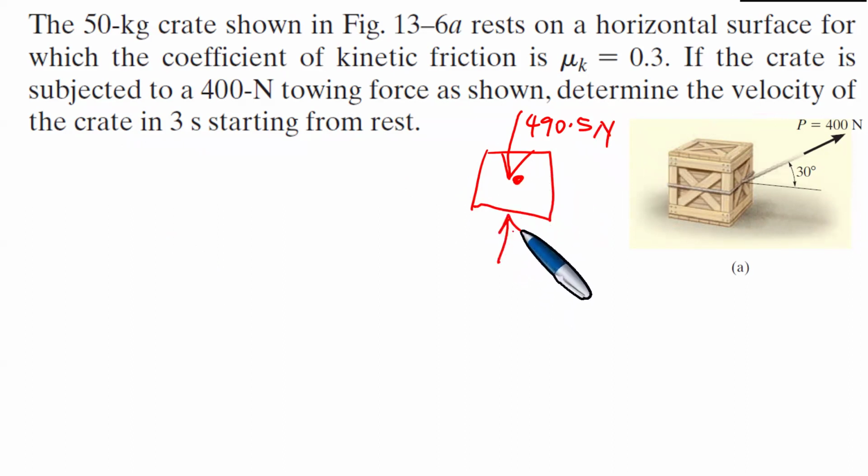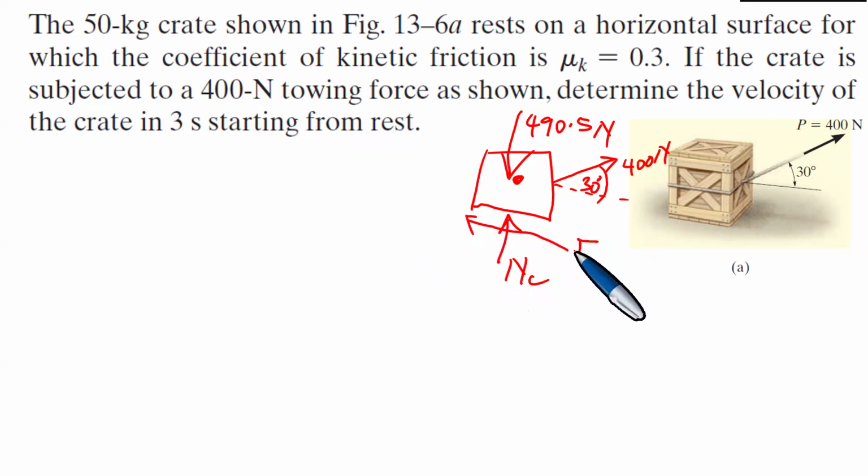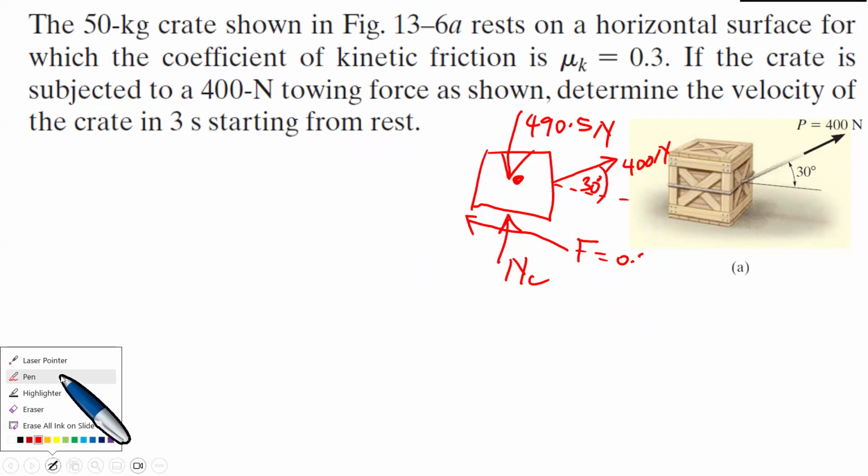We have an upward force, and the upward force is exactly the normal force. The applied force is pulling the block in that direction, and it is a 400 Newton force at an angle of 30 degrees to the horizontal, like so. We will agree that we would have a friction force here of 0.3 times the normal force, exactly that by the coefficient.